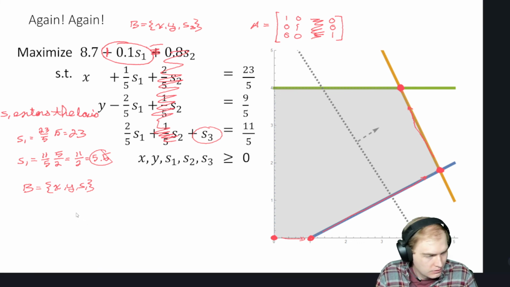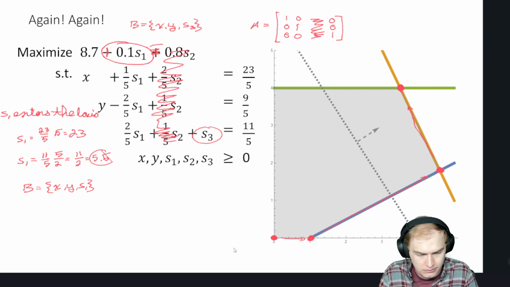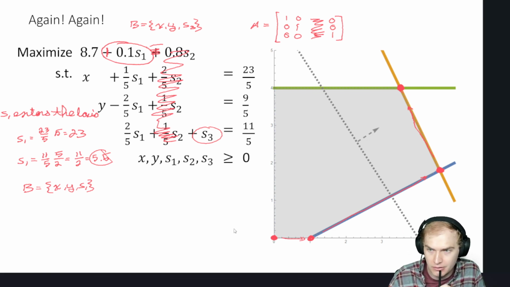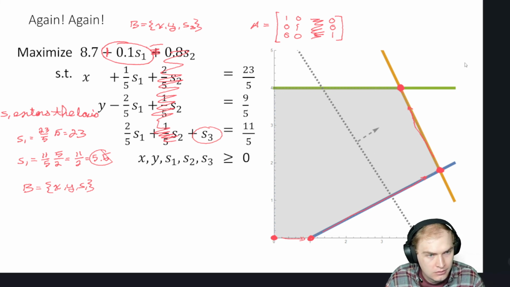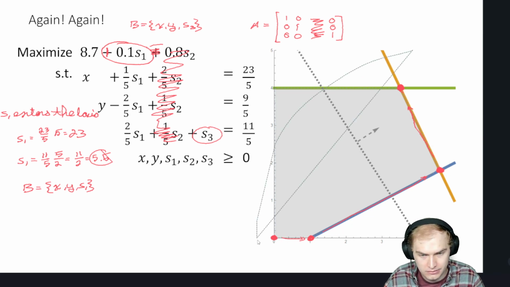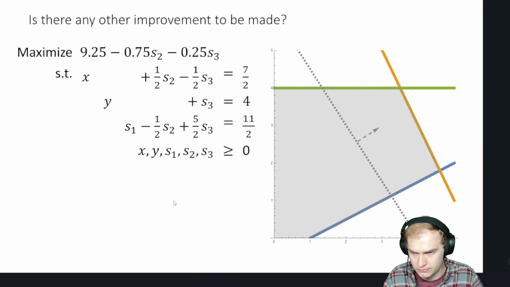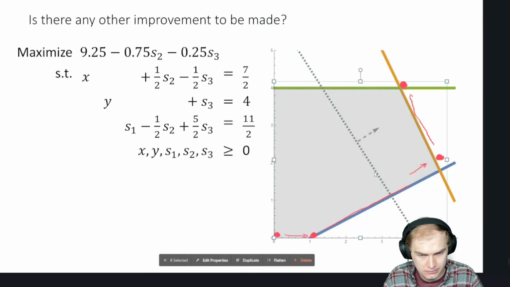And I'm not going to belabor this by finding any new, or by doing any more matrix algebra. So I'm just going to skip ahead to the next slide. I'm going to copy this. No, that's not what I wanted. Copy this. Paste it on this slide.